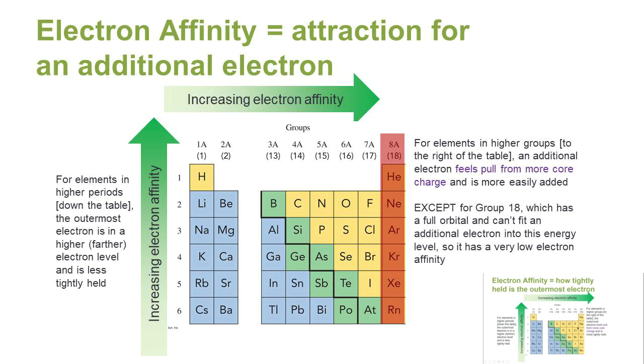So again, for the same reason that fluorine can attract an additional electron and become a negative ion because it has a high core charge. It has a high core charge, and this is an energy level that is fairly close in, has a low radius. It's close to the nucleus, so it's going to be feeling the effects of that core charge very strongly. And so fluorine can easily make a negative ion and attract an additional electron.